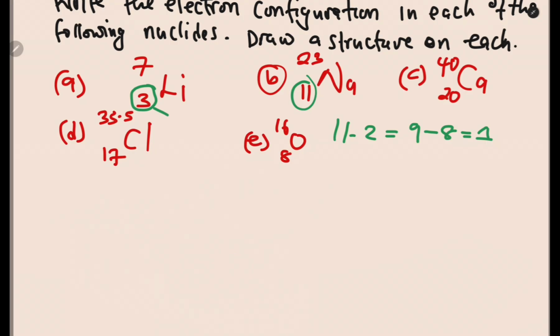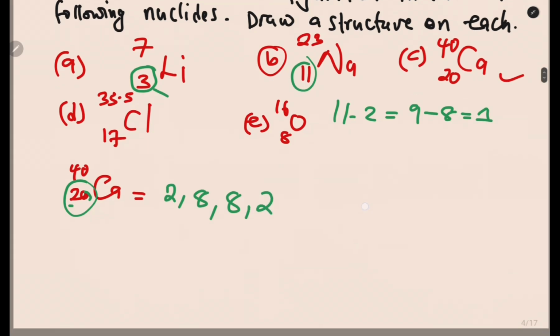So let me go for calcium. Calcium, Ca, that is 40 and 20. The configuration of calcium is 2. We are using this 20. What remains out of 20? 18. So we put 8. Then what remains is 10. So I'm going to put another 8. Then what remains is a 2 outside. So which means calcium is going to have 1, 2, 3, 4 circles around the nucleus.